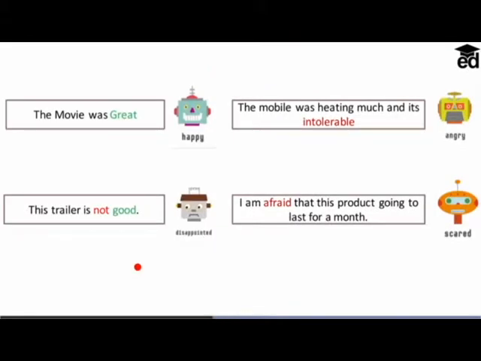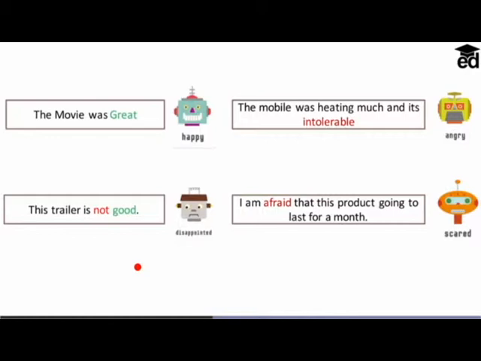If you could see here, "the movie was great." He was actually happy, right? "The trailer is not good." He's disappointed. Might be he was having a lot of expectations for a new movie from his favorite star or celebrity, but the trailer was not promising enough for him. When he writes "this trailer is not bad," it completely reflects his context of being disappointed.